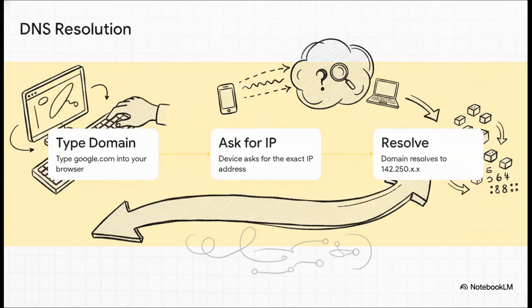And every single time you type a website name, this rapid and invisible three-step process fires off in the background. First, you type google.com into your browser and hit enter. Second, in a fraction of a millisecond, your device fires off a question to the network saying, hey, what's the actual IP address for google.com? Third, the directory answers back, resolving that name to a string of numbers, like 142.250.x.x. You never actually see this happen, but it has to happen before your browser even attempts to make a connection to load the website.